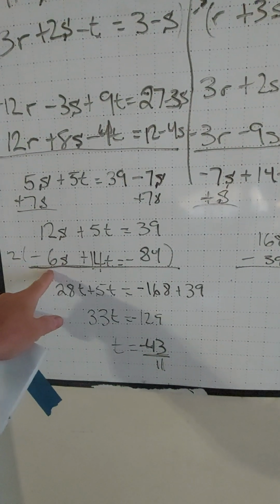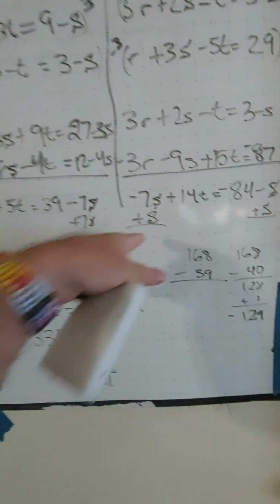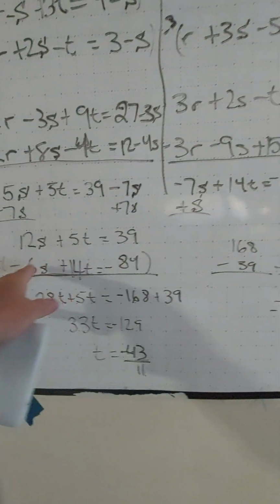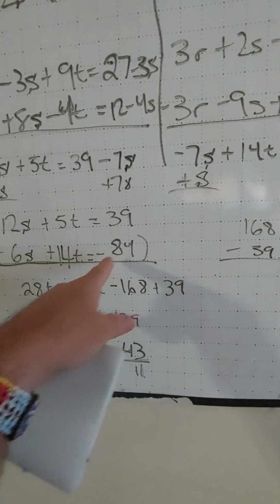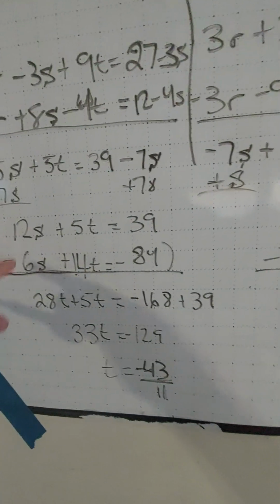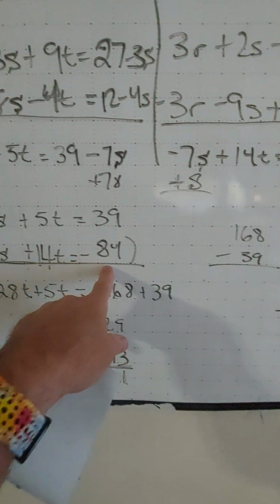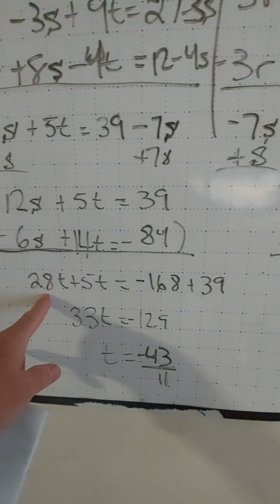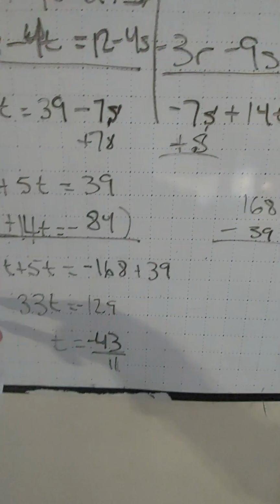And here I have a negative 6s, adding the 1s from this side over makes it a negative 6s. And then I have 14t and a negative 84. I want these two to eliminate the s's since they are opposite in sign already. So I'm going to multiply this equation by 2, distributing the 2 into each of these terms, which is what you see written out here. And then I'm adding them together.